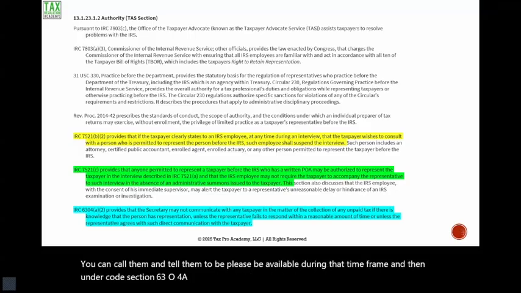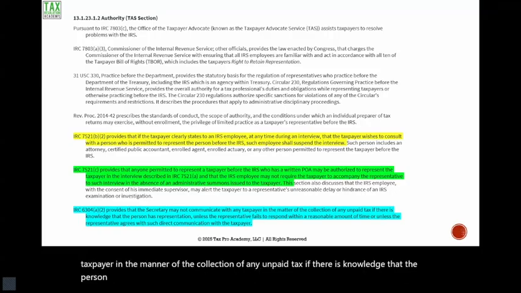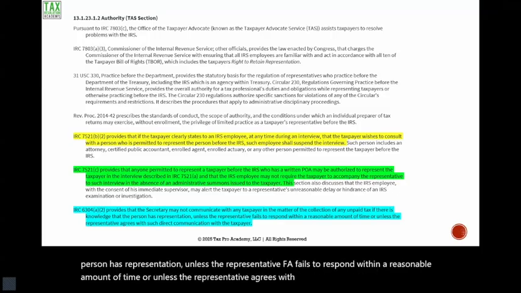6304(a)(2), it provides that the Secretary may not communicate with any taxpayer in the matter of the collection of any unpaid tax if there is knowledge that the person has representation, unless the representative fails to respond within a reasonable amount of time, or unless the representative agrees to such direct communication.